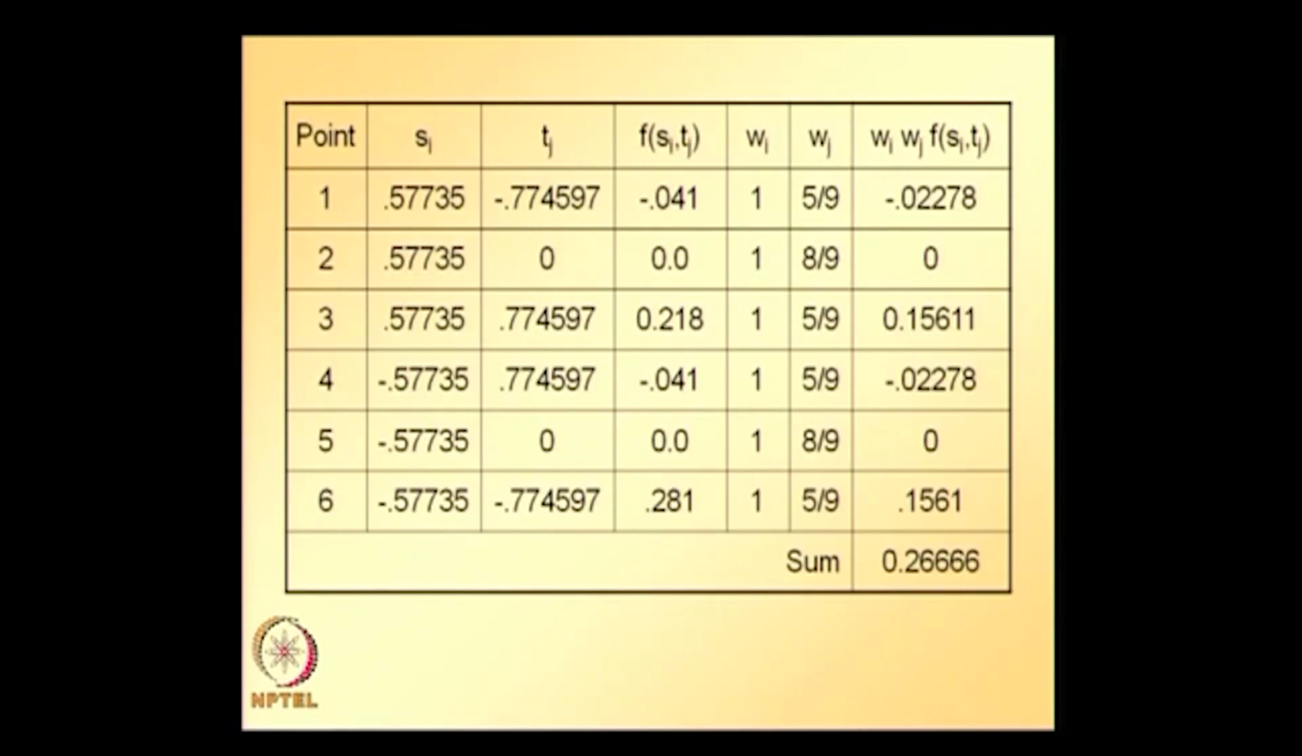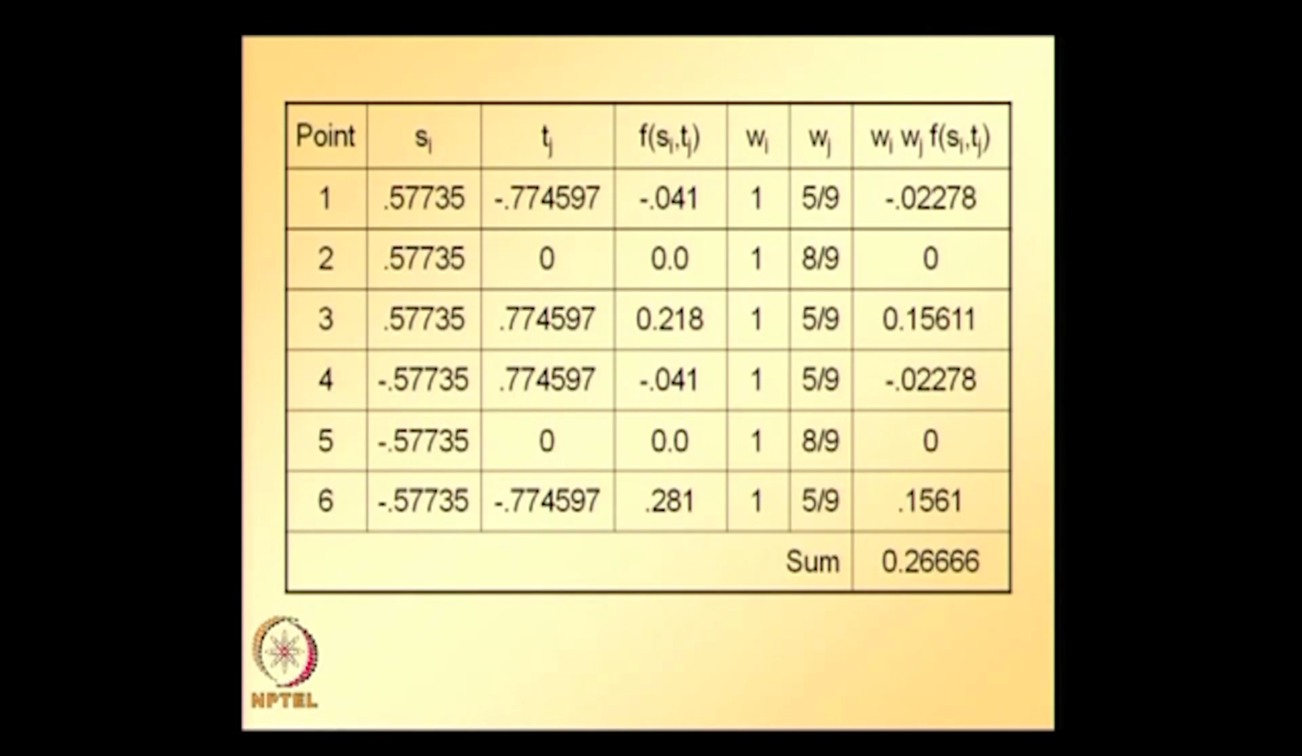Total 6 integration points. The first column shows the integration point number, the second column shows the location in the s direction, the third column the location in the t direction, the fourth column the function value at that particular location, substituting the corresponding s and t values, and the fifth column shows the weight in the s direction.